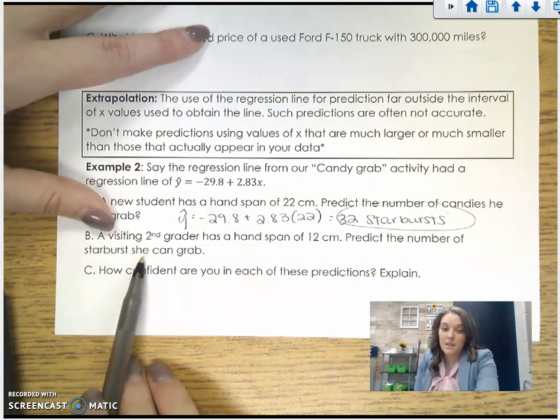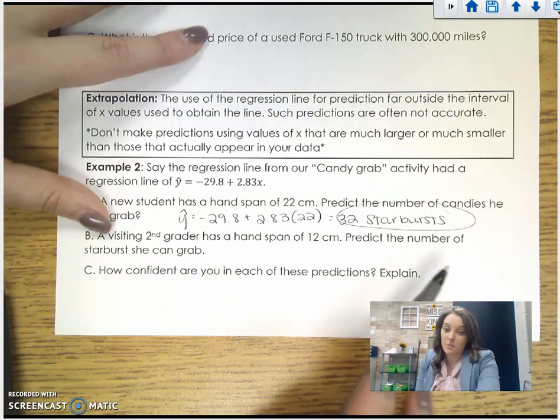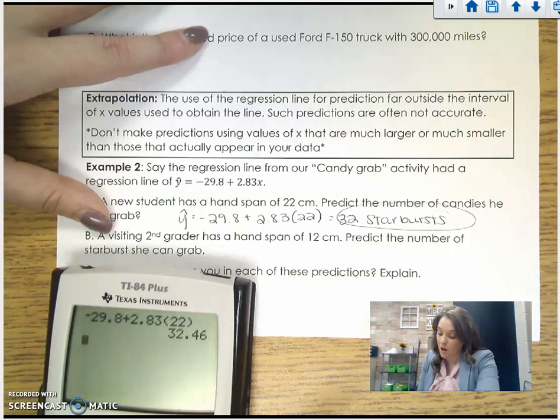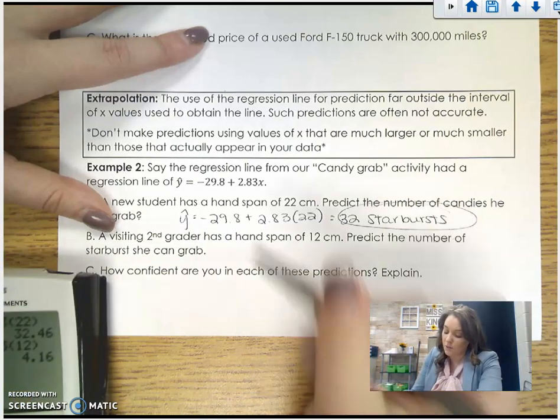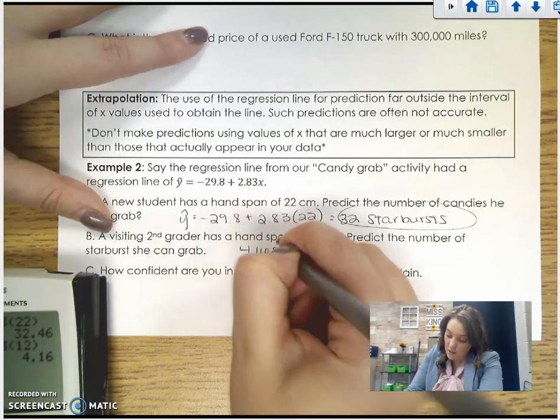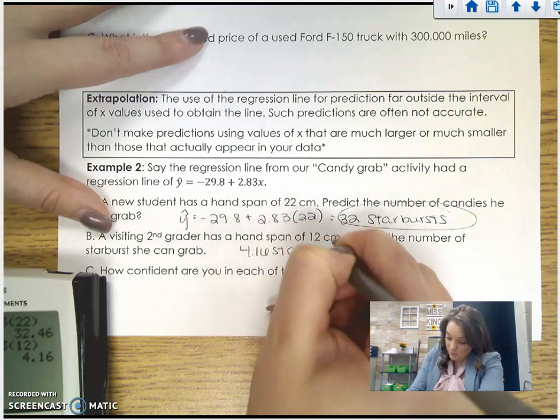Part B says a visiting second grader has a hand span of 12 centimeters. Predict the number of Starbursts she can grab. So I'm going to do the same thing, but this time I'm going to use a hand span of 12 centimeters, and I get 4.16 Starbursts.